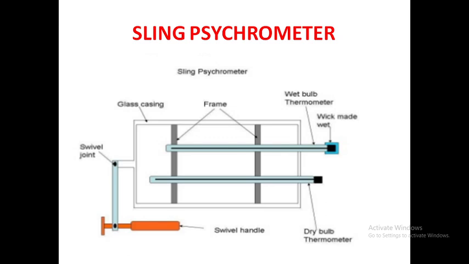Application of this device: it is used for checking humidity level in air conditioned rooms and installations. It is used to set and check air hygrometers. It is used in the measurement range of 0 to 100% RH, that is relative humidity. It is used for measuring wet bulb temperature between 0 degrees Celsius to 180 degrees Celsius.